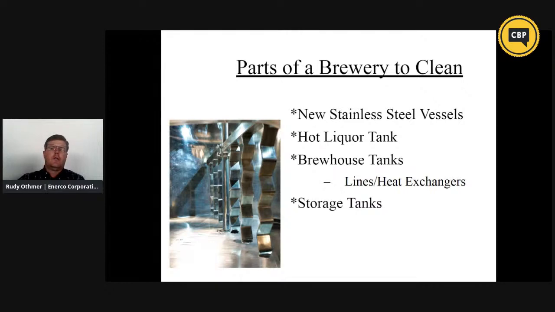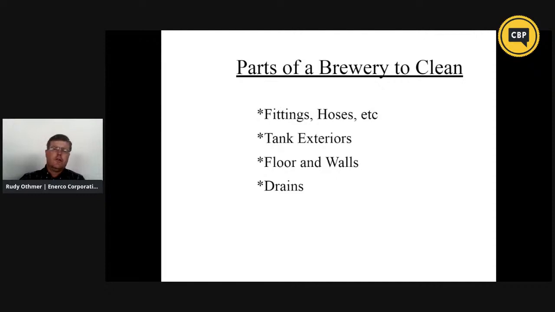So our parts of a brewery to clean. When you're first setting up your brewery, you've got probably some new stainless steel vessels. Ongoing, of course, we've got a hot liquor tank where we're creating and maintaining some hot water for various uses. We've got our brew house tanks, including lines and potentially heat exchangers, and then storage tanks, fermenters, etc. Hoses and fittings, the little pieces, parts.